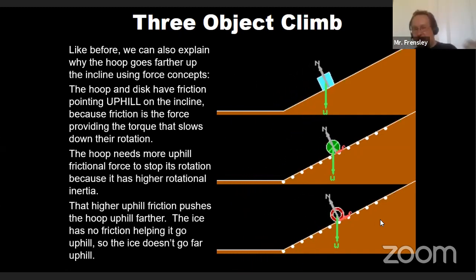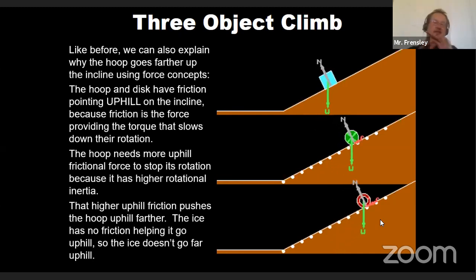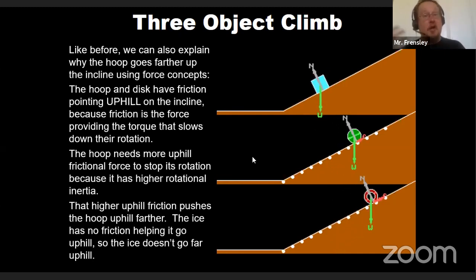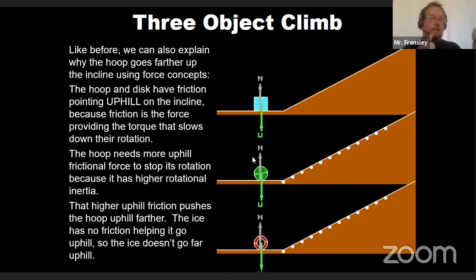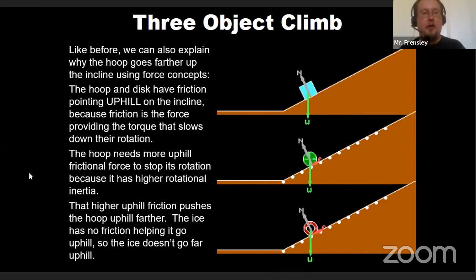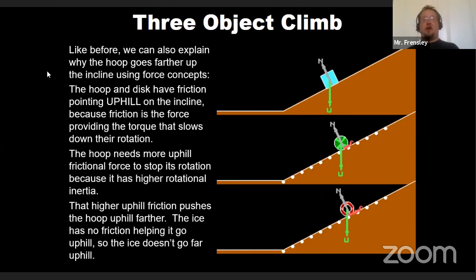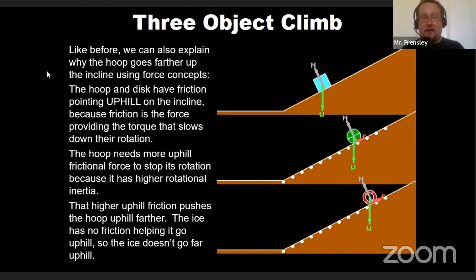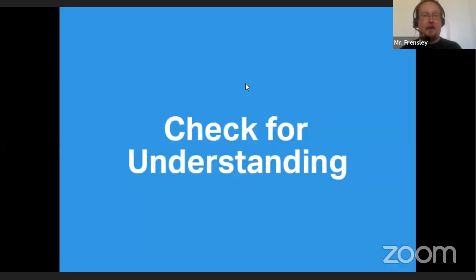And then the disc has a little bit of friction helping him up the hill. The ice has no friction helping him up the hill. So you can see it through an energy lens or a forces lens. You choose which one you prefer. Hopefully on the AP exam, they won't ask you to talk about both. They have done that in Physics 1 in the past, specifically on this topic right here.